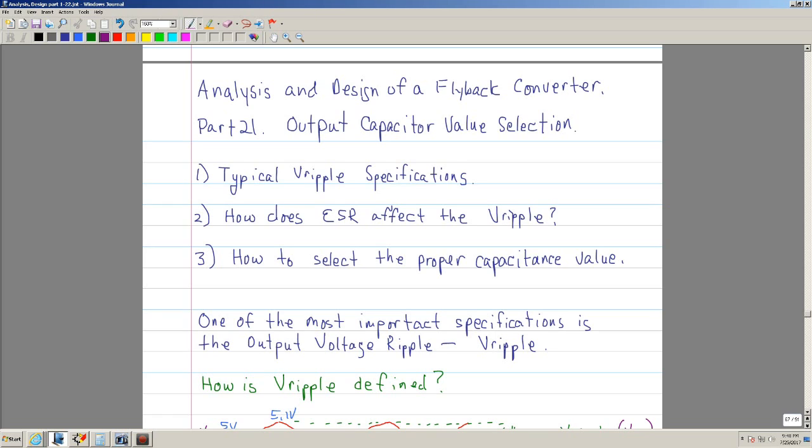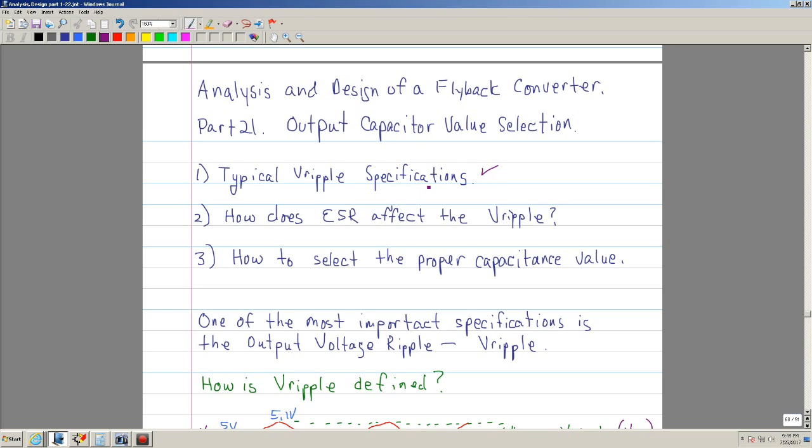What I'm going to be covering, which I haven't covered in the previous videos, is the output capacitor value, how to select it, and what specifications you would be concerned with that would let you pick the correct capacitor value that will get you the specification. Okay, so typically you're going to have a ripple specification. That's probably one of the most important.